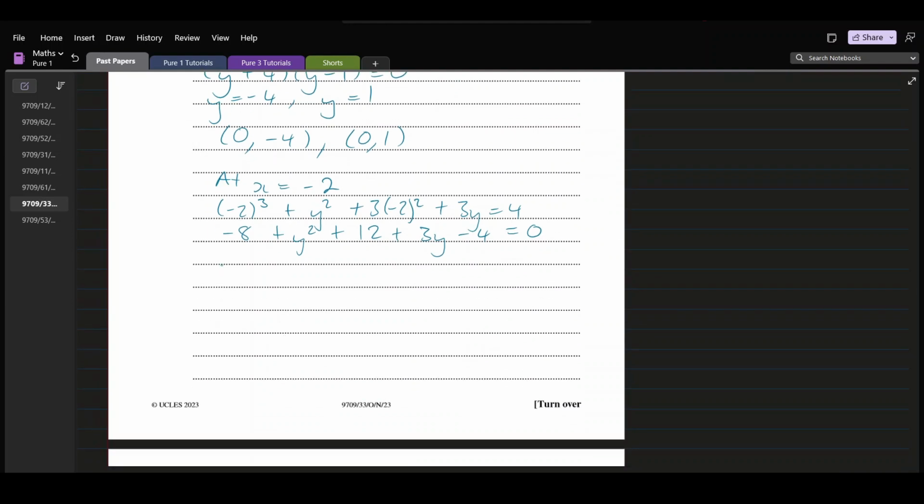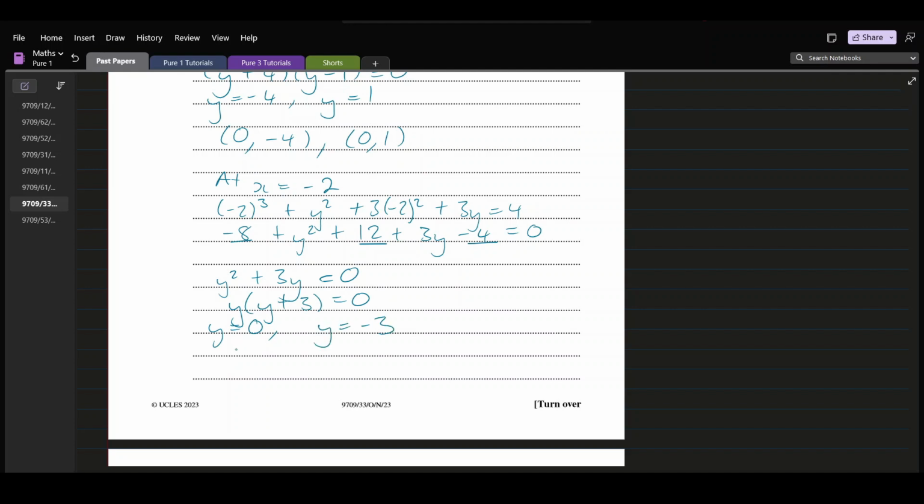And if we group like terms, we end up with y squared plus 3y. And then we've got -4 plus 12, which is +4, minus 4, so that will all cancel out. And this is equal to 0. Let's factorize. You've got y times (y + 3) is equal to 0. So you get y is equal to 0 and y is equal to -3.